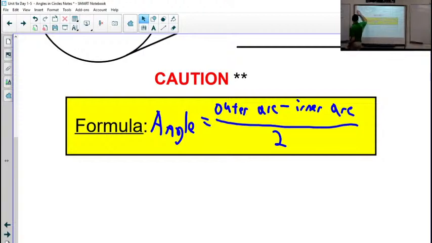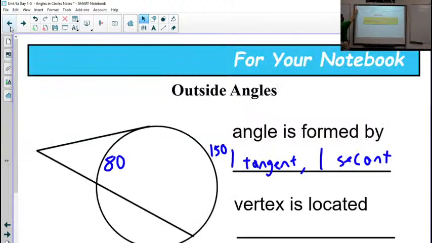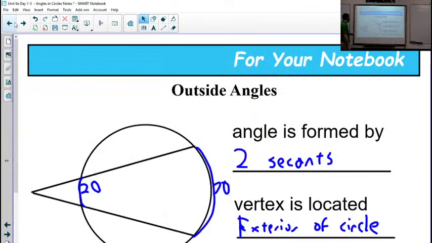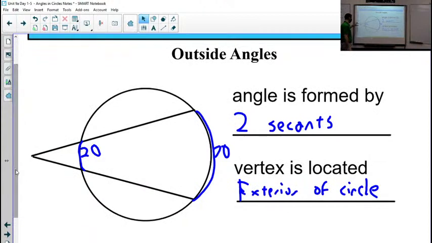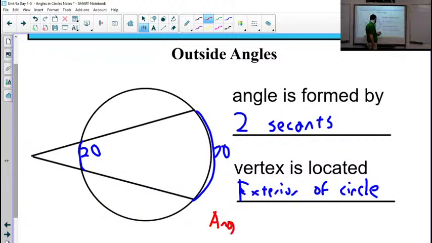So let me show you how these are drawn, and this will give you a couple of examples to look at too. The first one is when both segments of the angle are crossing through inside, like this. So the angle is out here, outside of the circle.